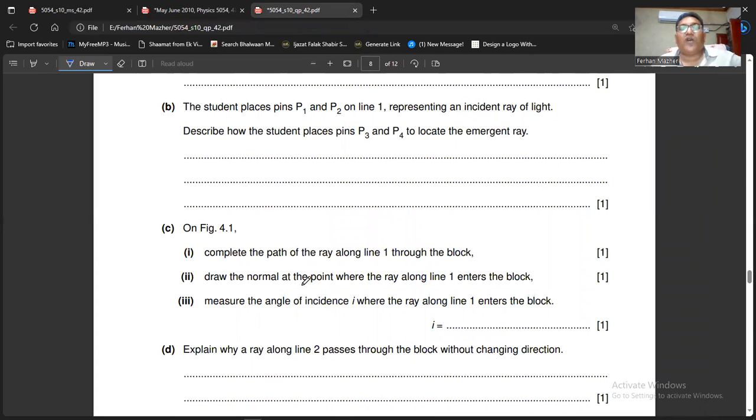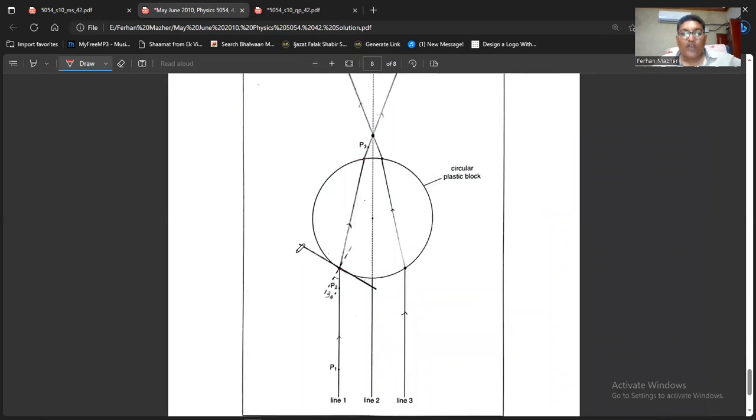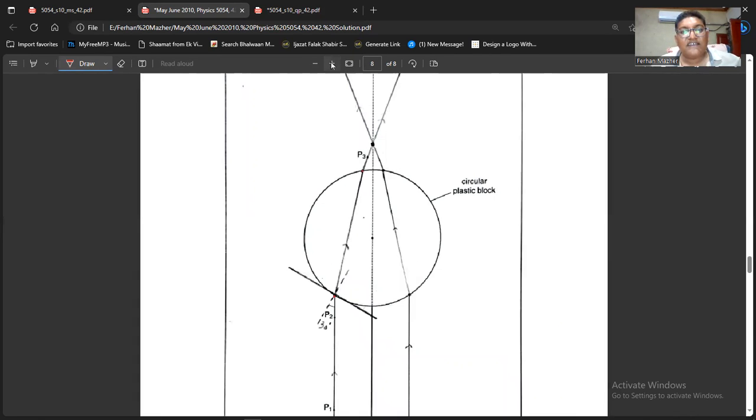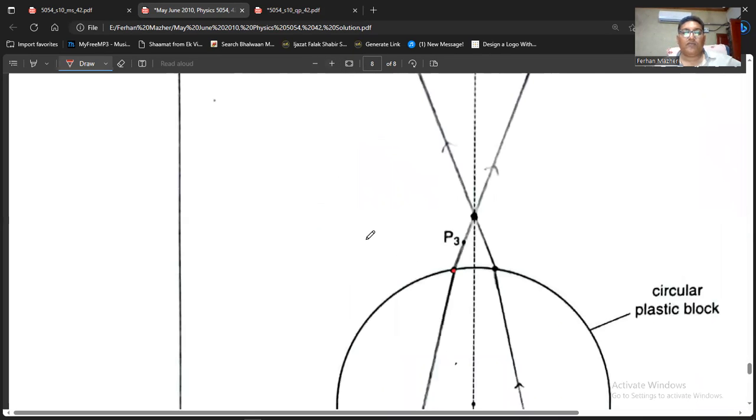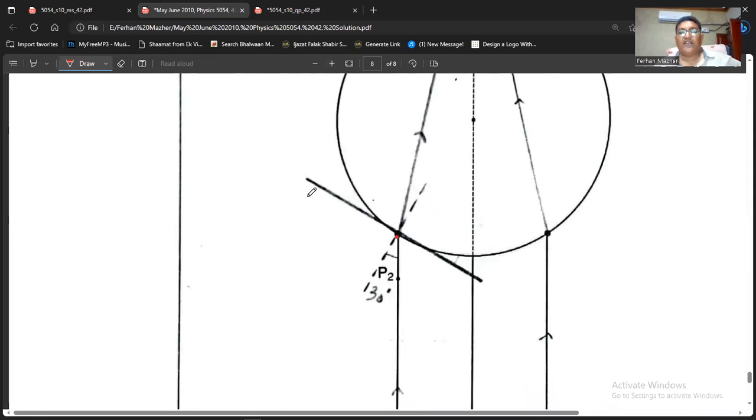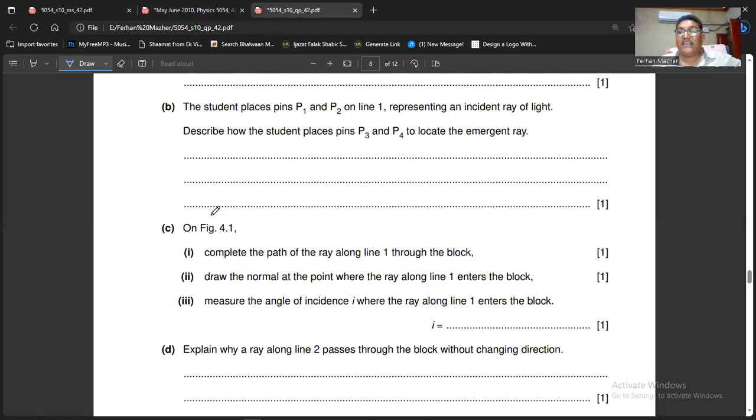Draw the normal at the point where the ray along the line 1 enters the block. So here you have to draw a normal. First of all, I will draw a tangent here, and then to that tangent, I will draw a normal. You can see this dotted line. This is the normal. The normal is the line making a 90-degree angle with that tangent at that point of the curve.